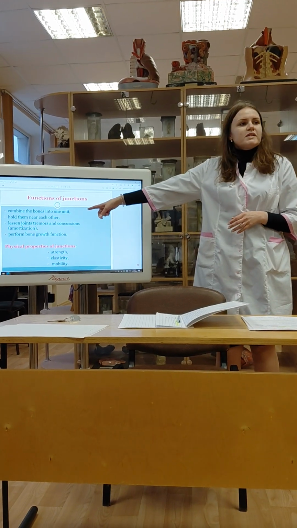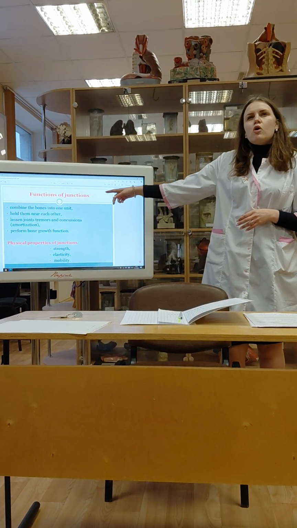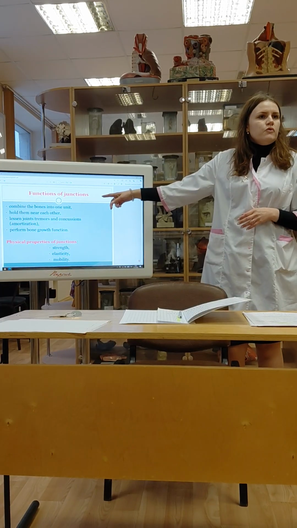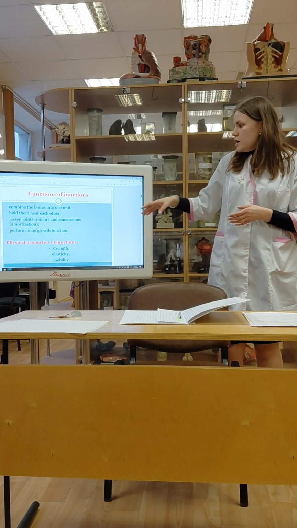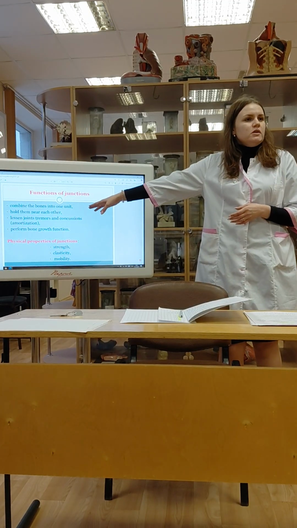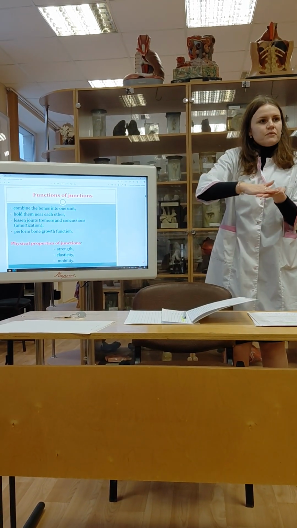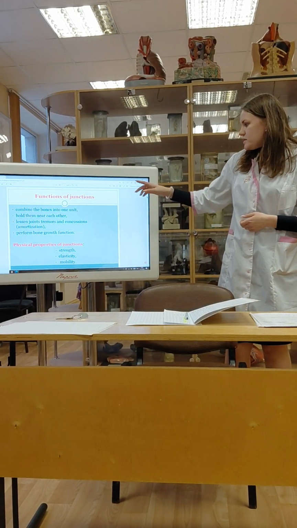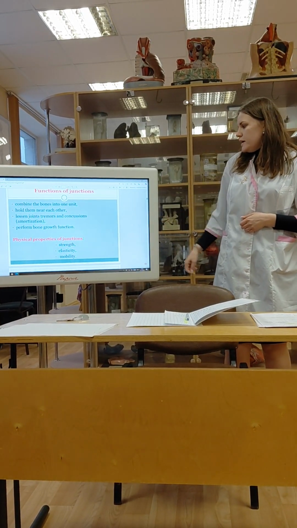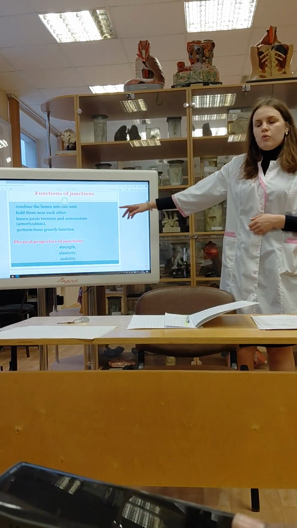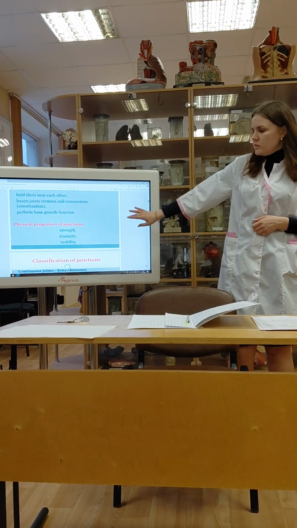Next function, amortization. Amortization, this is softening the blow. For example, when you jump, a lot of pressure goes to the joints. So amortization, because if you did not have joints, the bones would rub in friction. So amortization, and joints also perform a bone growth function, and they have physical properties: strength, elasticity, and mobility.